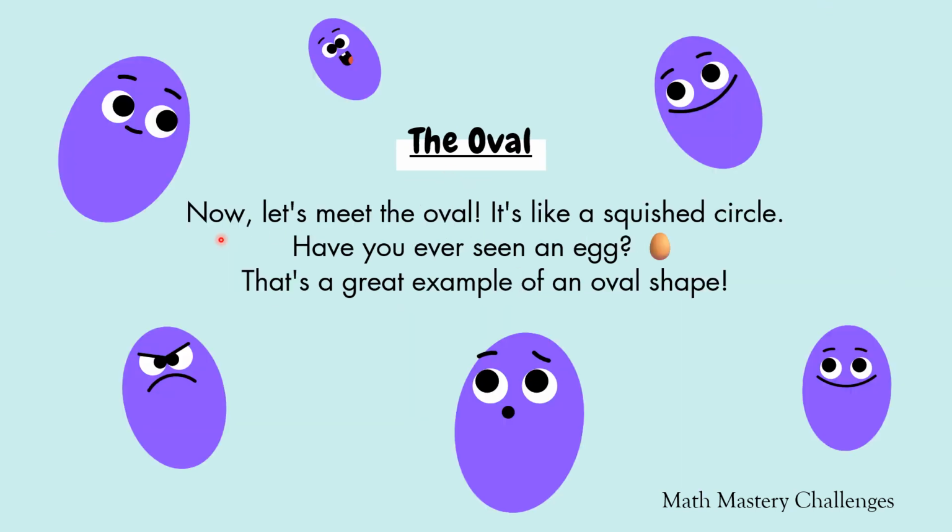The oval. Now let's meet the oval. It's like a squished circle. Have you ever seen an egg? That is a great example of an oval shape.